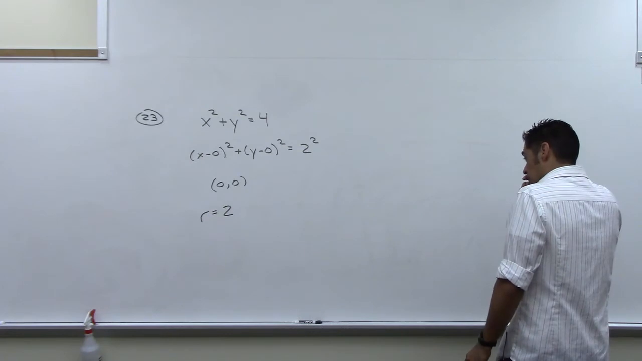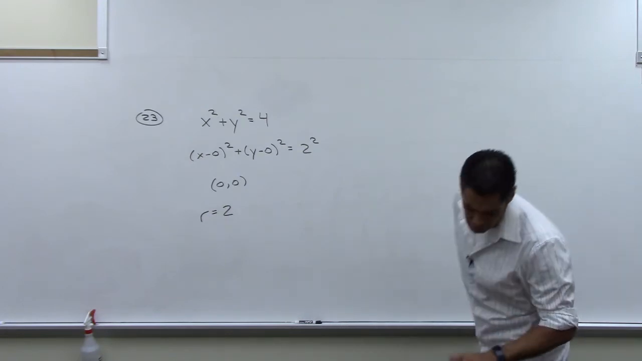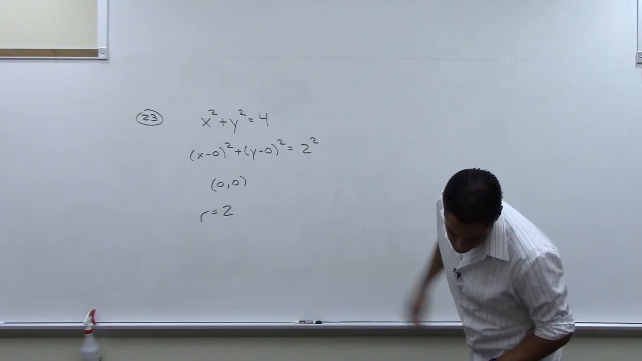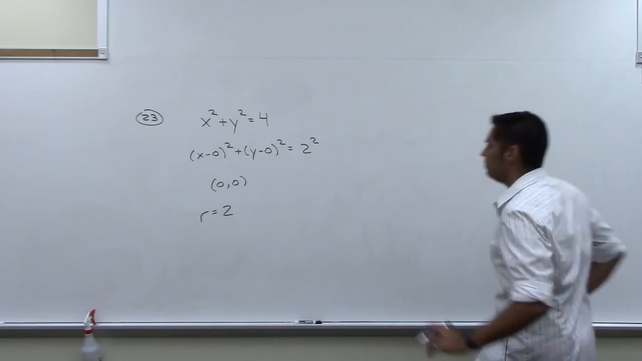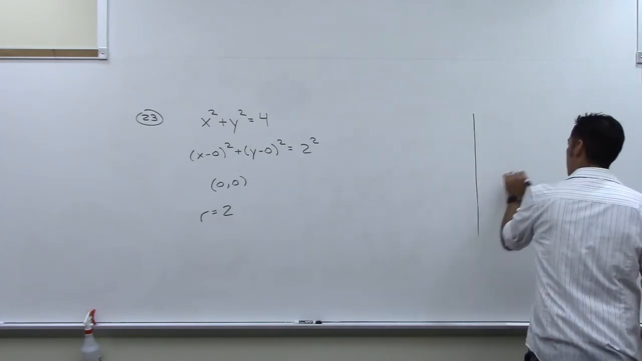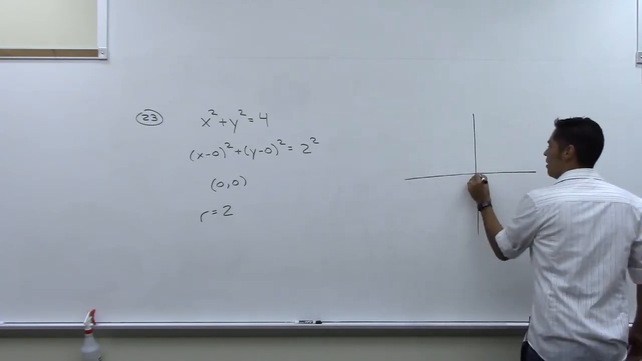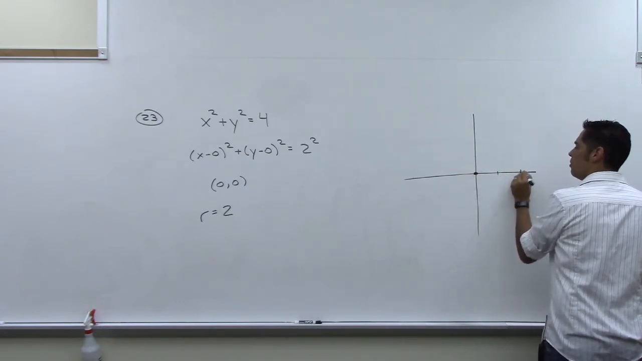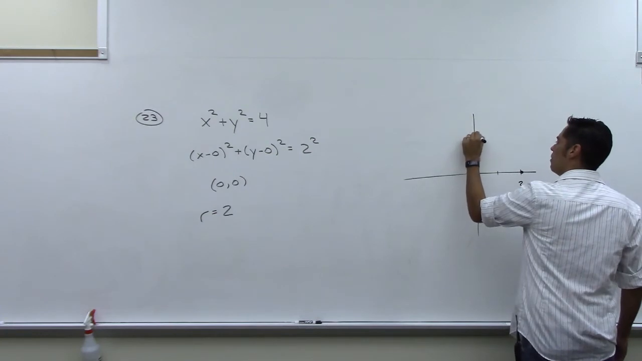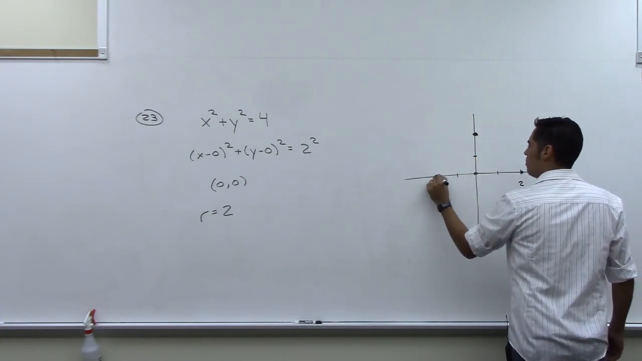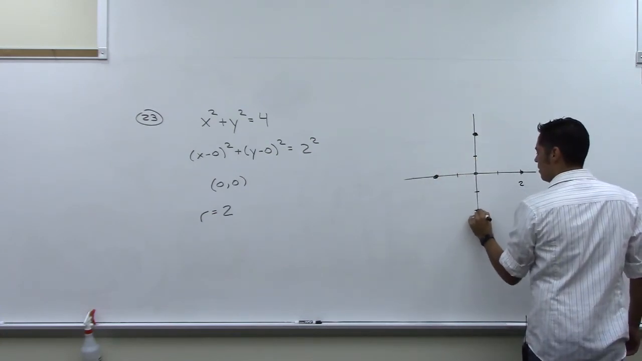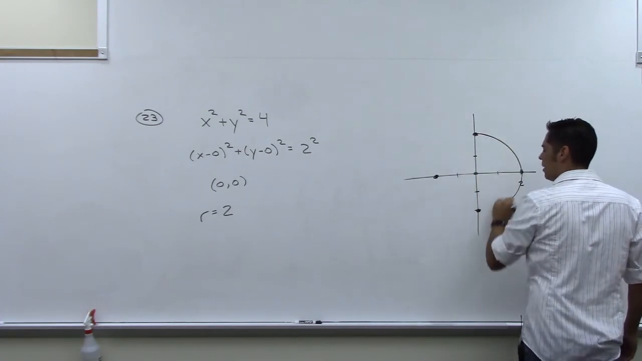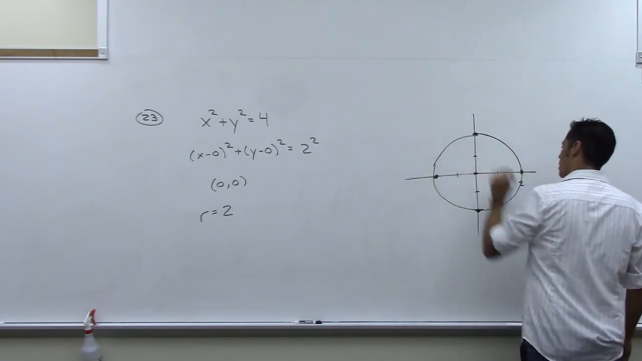All right, so now I want to draw it. Find the center, find the radius, got that. Graph the circle. Centered at 0, 0, radius of 2, so I'm going to go out 2, that's a point. Up 2, that's a point. Left 2, that's a point. Down 2, that's a point. Draw my little circle through here. This is a very basic circle.